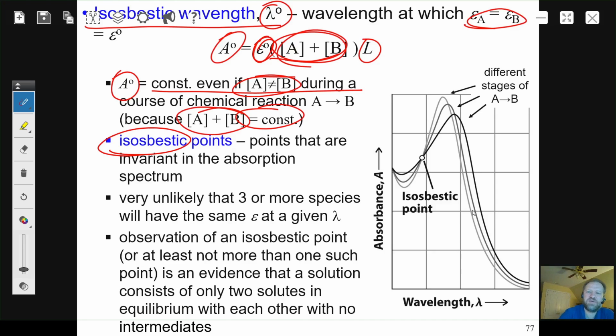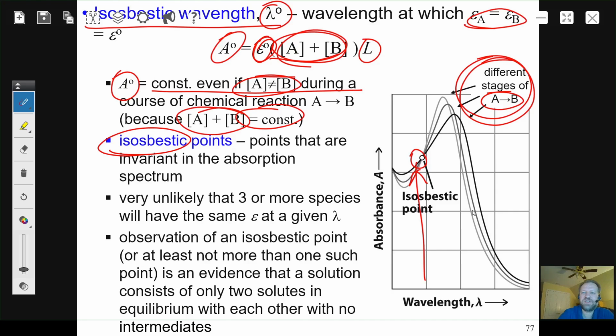So suppose again we have a chemical reaction in which species A is transformed to species B, some sort of maybe isomerization reaction. Think about, I don't know, the boat configuration of hexane isomerizing to the chair configuration of hexane, something like that. Well, in this case, the absorbance will not change no matter what the stage of the chemical reaction is.